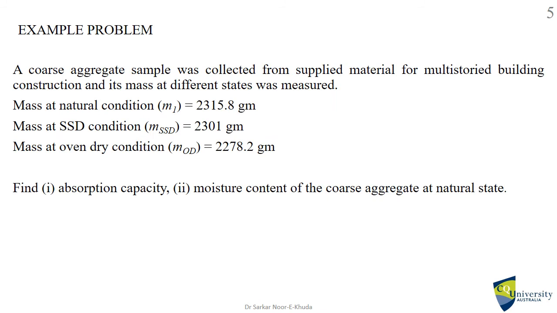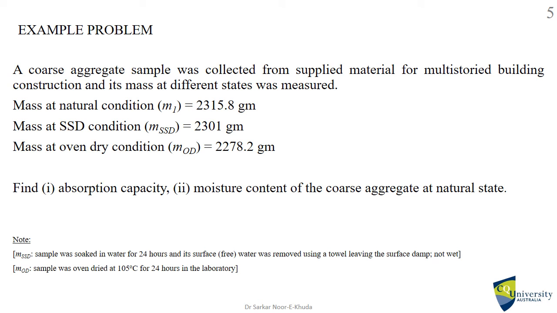At this point, we will solve an example problem to enhance your understanding of the content. Mass of a coarse aggregate sample at different states of moisture is given in the problem. Mass at natural condition, M1, is 2315.8 gram. Mass at SSD condition, MSSD, is 2301 gram. Mass at oven dry condition, MOD, is 2278.2 gram. Let's determine the absorption capacity and moisture content of the sample at natural condition. A note is provided at the bottom of the slide which details the mass measuring procedure.